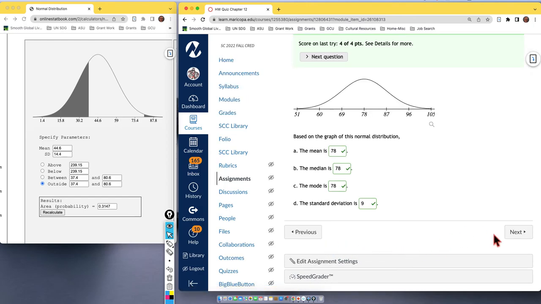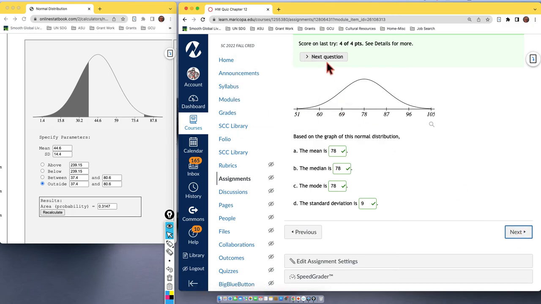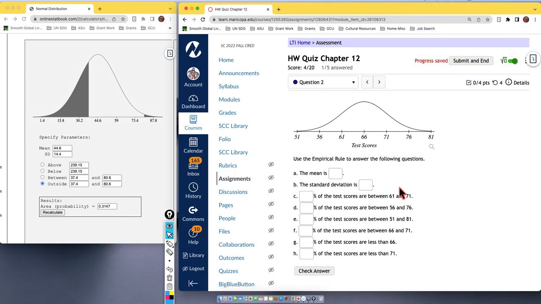Okay, so that's going to be your normal distribution. Oh, I don't want to leave. I want to go to the next question. Question 2, again, very similar. We were shown this. What's our mean? The one in the middle, 66. What is our standard deviation? 66 to 71 is 5. Good. And then now they're going to ask for percentage of test scores.